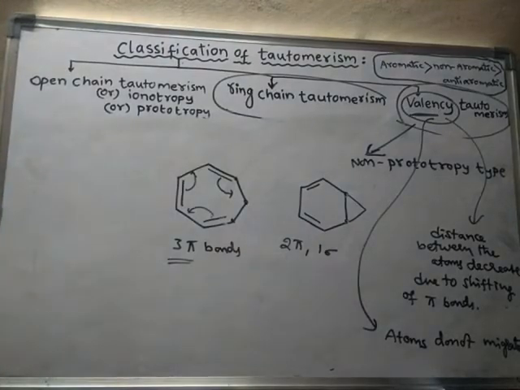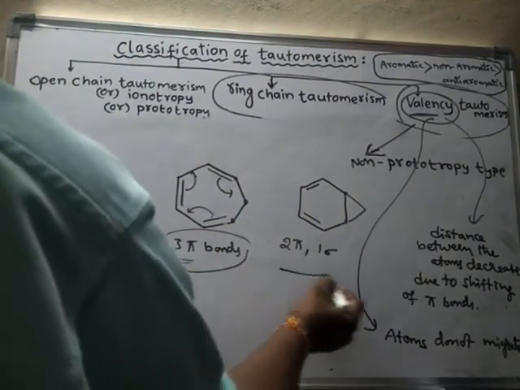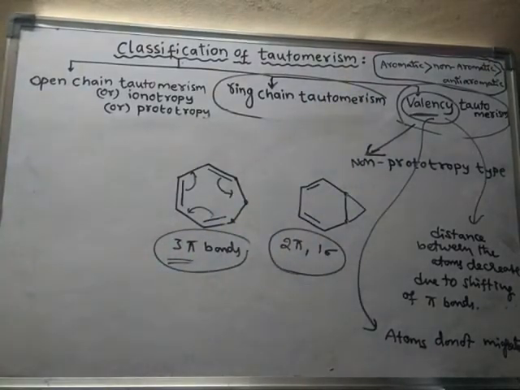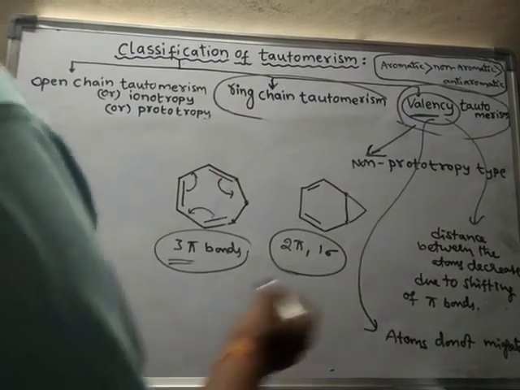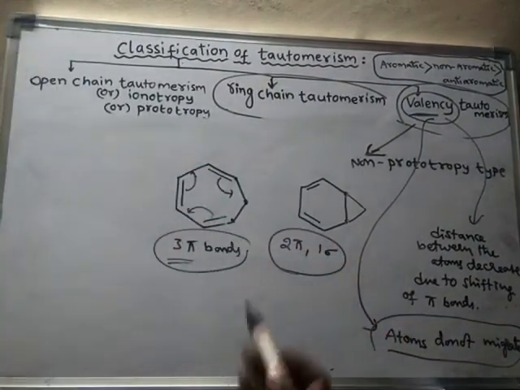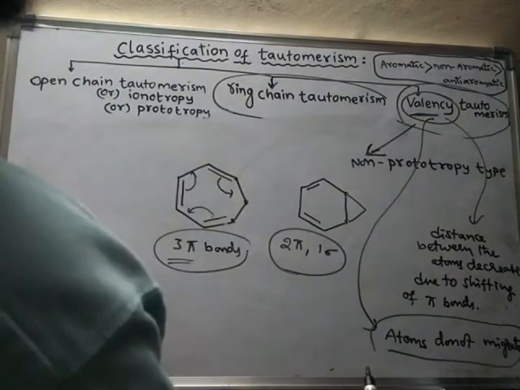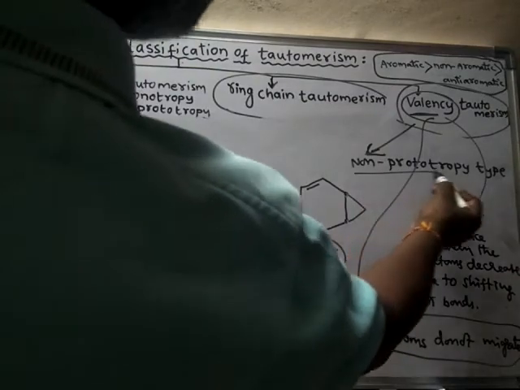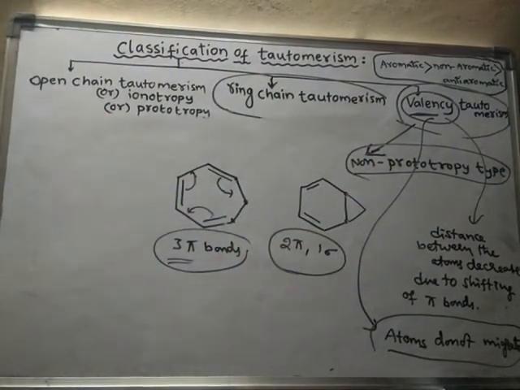Okay, 2 pi bonds and 1 sigma bond. Three pi bonds are converted into 2 pi bonds and 1 sigma bond. Here no atom will migrate, or else no hydrogen. Generally, tautomerism means hydrogen will migrate. So here no hydrogen is migrated. Hence it is said to be non-prototropy type.